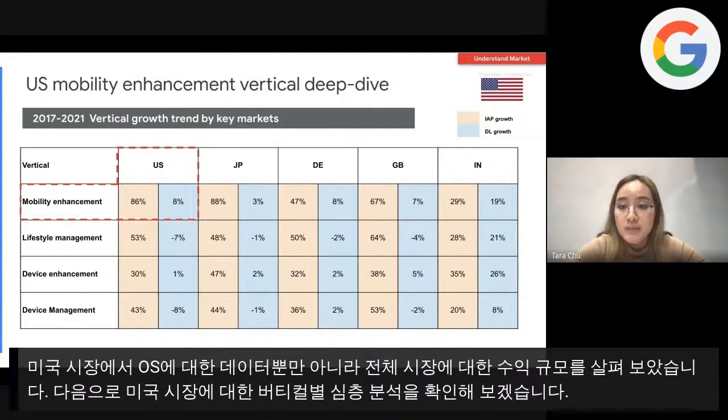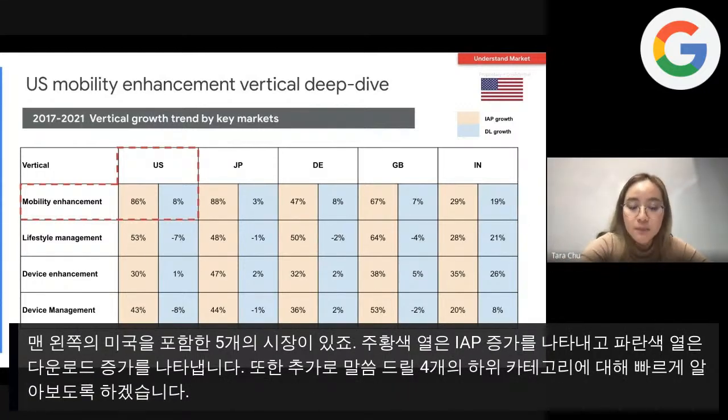Next, we have the vertical deep dive, which is a definition of what are the verticals arising on the trend. So you have 5 markets here, and US is identified as the top, as you see in the number of growth. The orange color stands for IAP growth, and the blue box here stands for downloads growth. So there are four sub-verticals that we are analyzing. I can go quickly through the definitions of these.